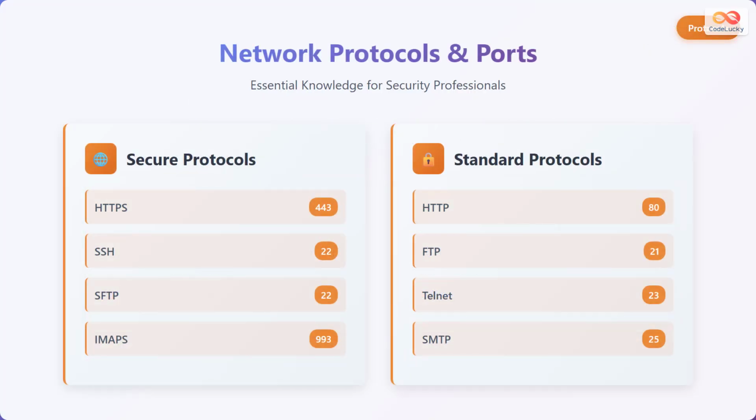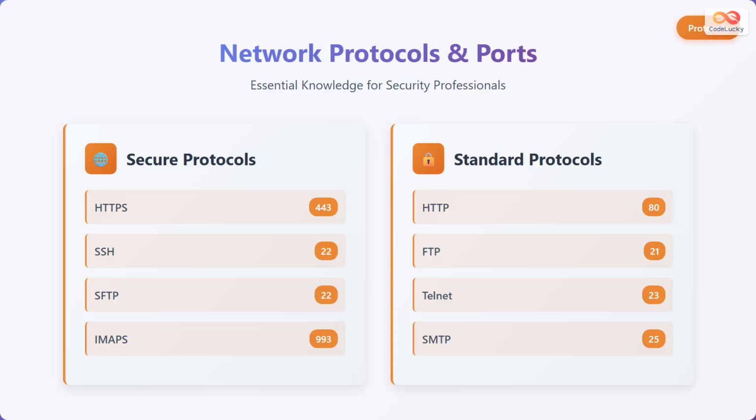Understanding network protocols and their associated port numbers is crucial for cybersecurity professionals, as this knowledge directly impacts network security and threat detection. Secure protocols provide encrypted communication channels. HTTPS operates on port 443 and encrypts web traffic using SSL or TLS protocols. SSH uses port 22 for secure remote administration and file transfers. SFTP also uses port 22, providing secure file transfer capabilities over SSH. IMAPS runs on port 993, offering encrypted email retrieval.